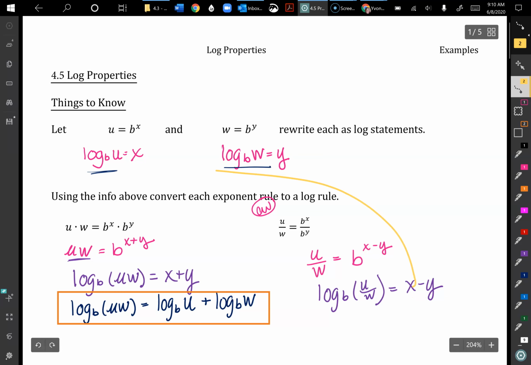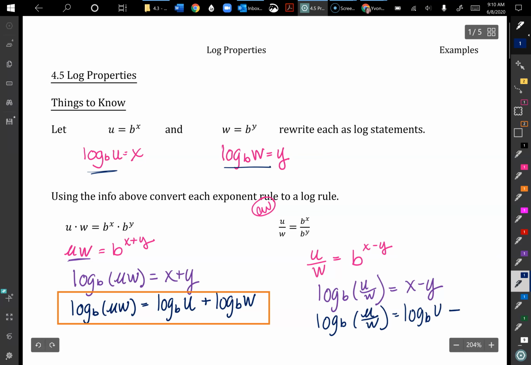Now we're just going to sub our x over here and our y over here, and we will be done with our properties. So we're just going to go log base b of U over W in parentheses equals x, which is equal to log base b of U, minus y, which is log base b of W. And there we have another property, for when we have a division operation.